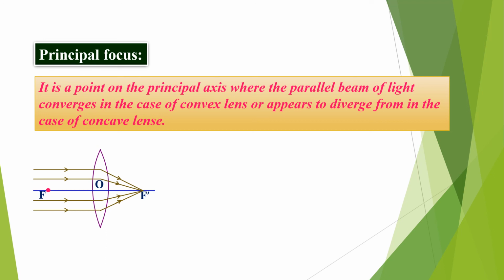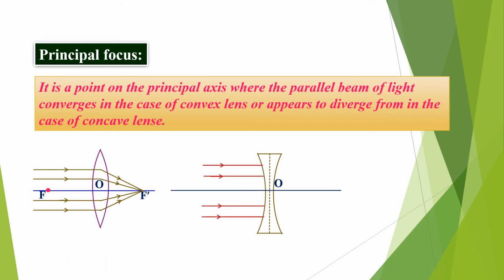There are two foci for a single lens, and this is a concave lens. This is the principal axis. Those rays are coming parallel to the principal axis. After refraction, they appear like they are coming from one particular point. Hence, we say they appear to diverge from that particular point in the case of a concave lens, which is known as virtual focus. There are two foci for the concave lens also, as shown in the figure.